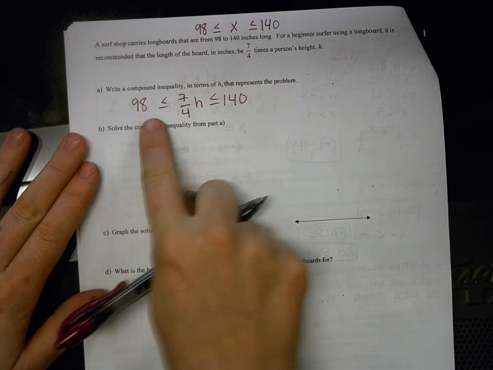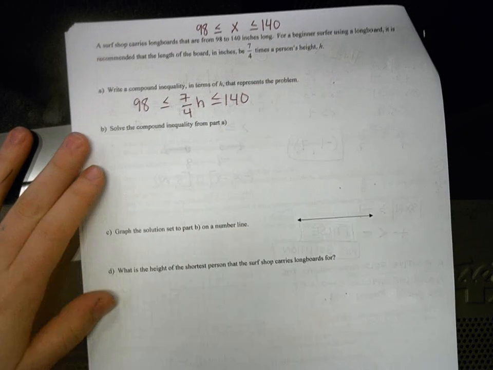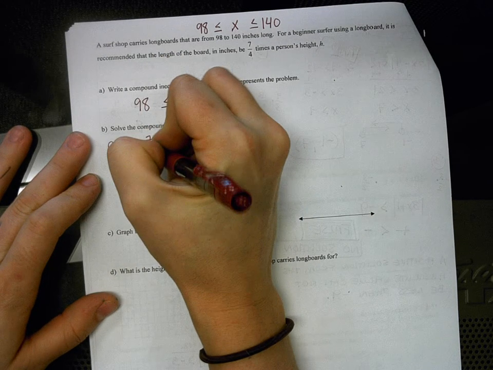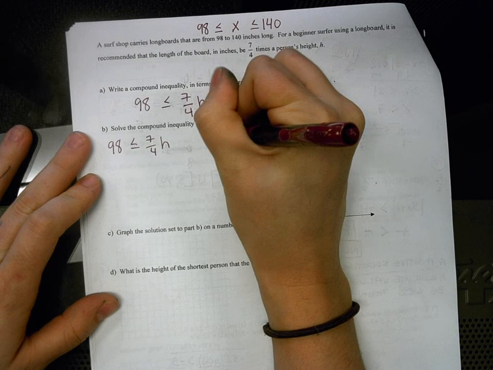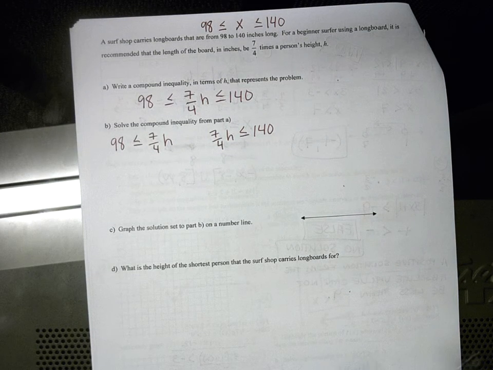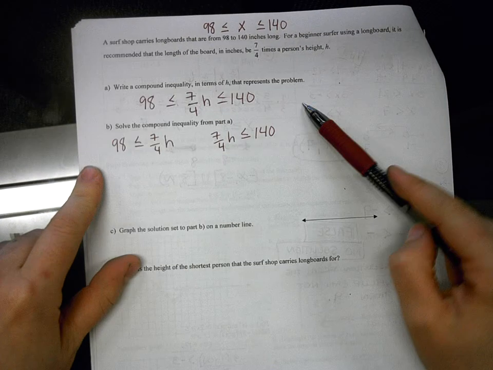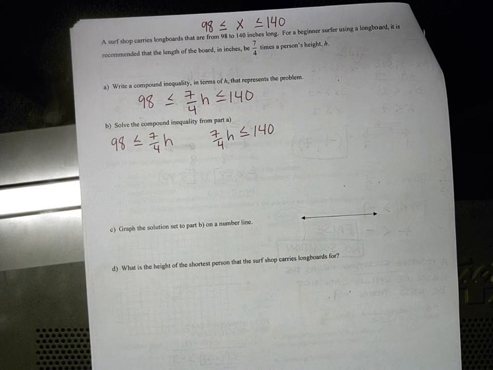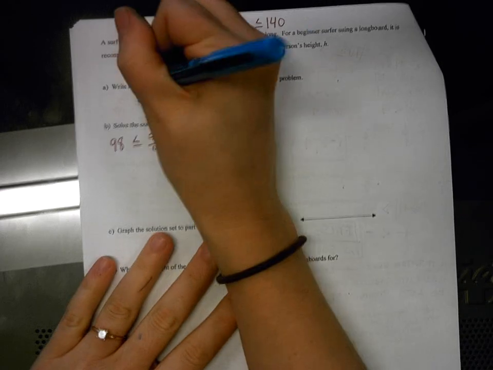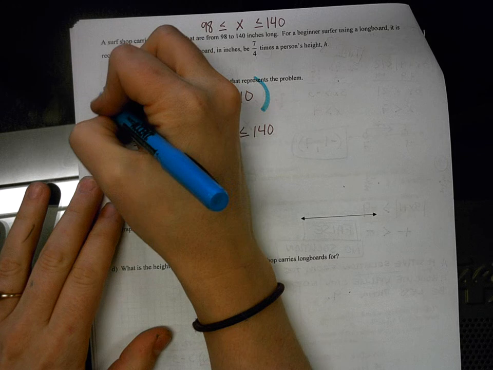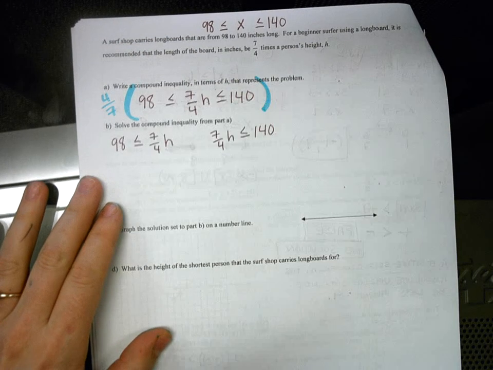So it says solve the compound inequality from part A. We have two inequalities, so we're just going to solve them separately. So I have 98 is less than or equal to 7/4 H, and 7/4 H is also less than or equal to 140. So I could multiply everything to get rid of my fraction here. If I multiply everything at one time to get rid of the fraction, I have to multiply everything by the reciprocal. So 4/7, which means each piece needs to be multiplied by 4/7.